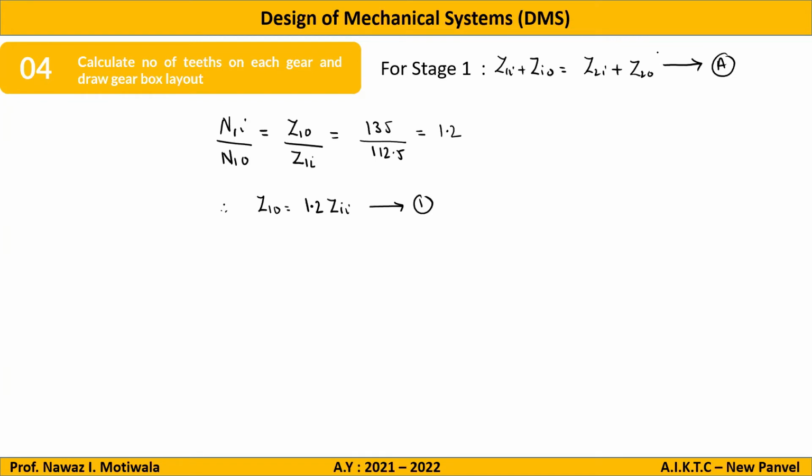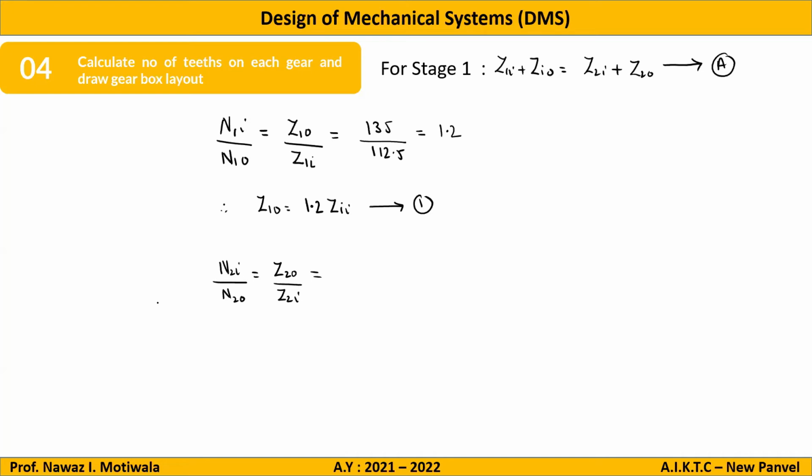N2I upon N2O is equal to Z2O upon Z2I. So from here also we have two things. What is the input of 2I? 112.5. 135, both will be the same, taken from the same line.